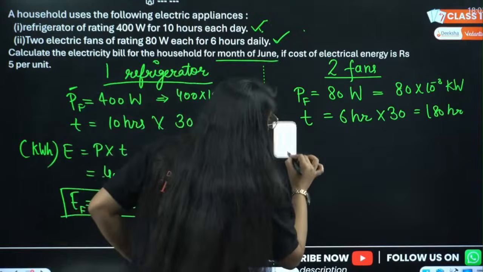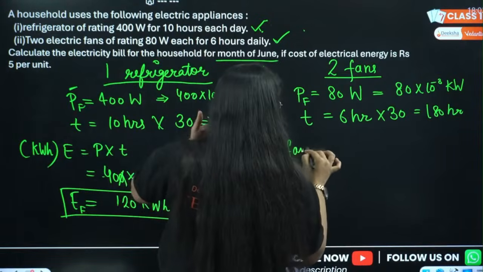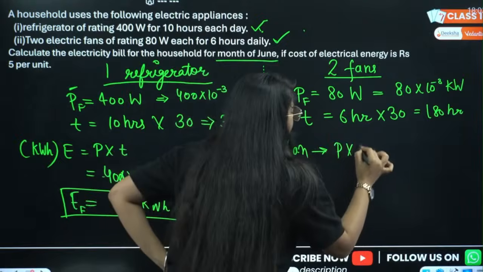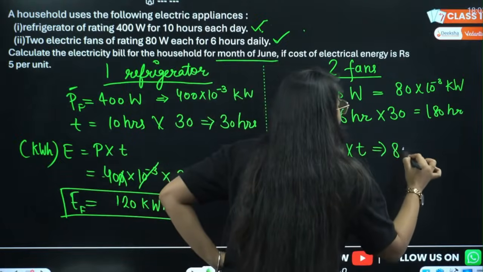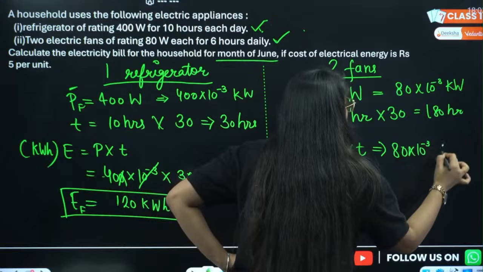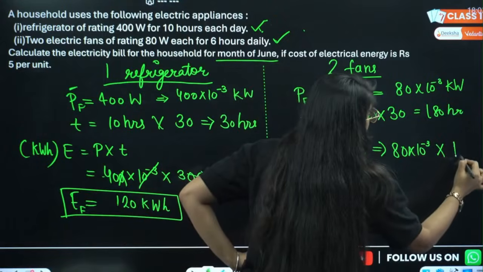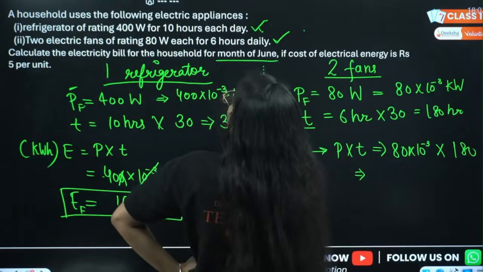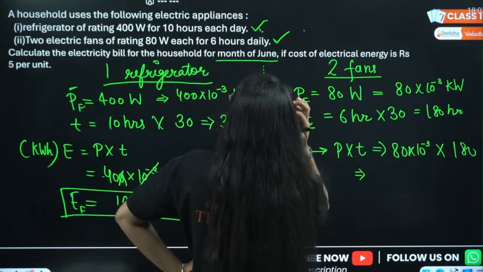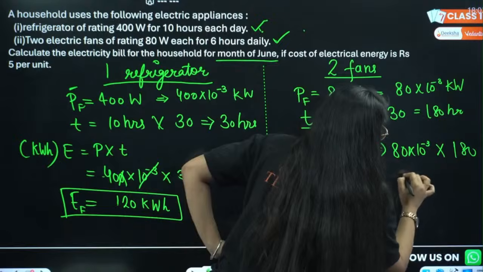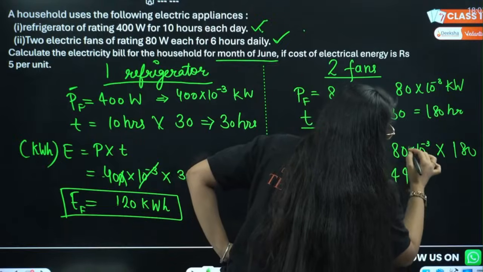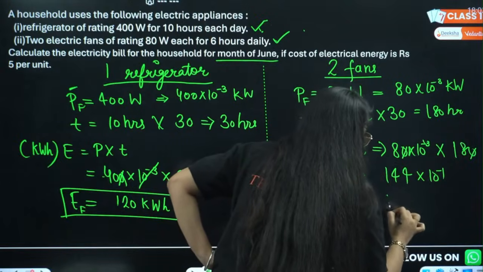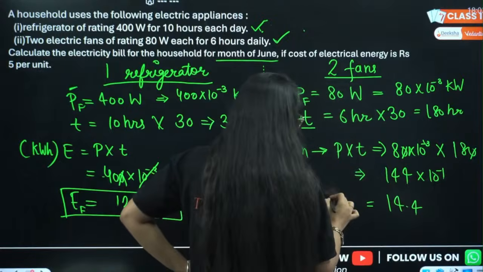For one fan, we have power into time, right? So that is 80 into 10 raised to the minus 3 into this time. Time is 180 hours, correct? So 80 into 180 will be what? That will be 14400, and this cancels out with 2 zeros, into 10 raised to the minus 1. So this will come out to be 14.4 kilowatt hours.